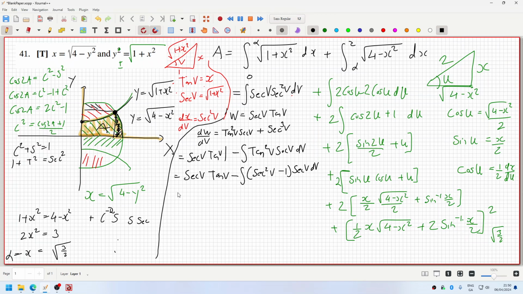It's actually pretty good because that becomes sec v tan v minus the integration of sec cubed v plus the integration of sec v.